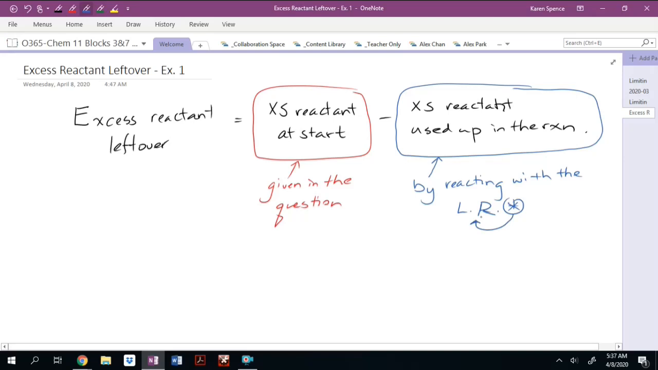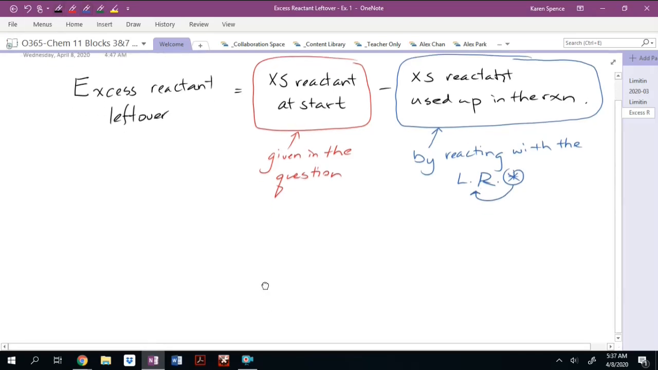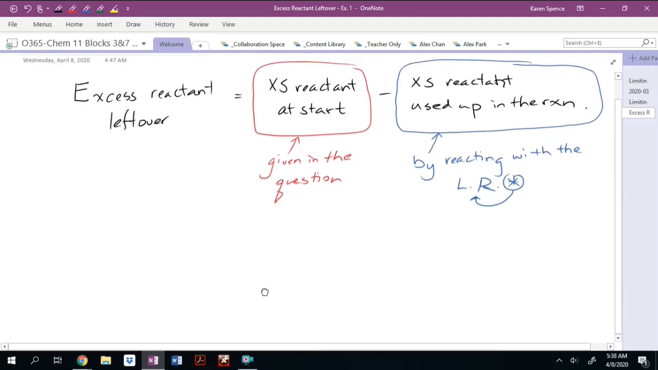Okay, so we are going to skip some parts of our question today because there's a whole lot of math that goes into figuring out who is the excess reactant, who's the limiting reactant. So we're going to do a question and we're going to assume that you have done all the math and all the figuring out to figure out who is the limiting reactant and who is the excess reactant. So here is our problem.